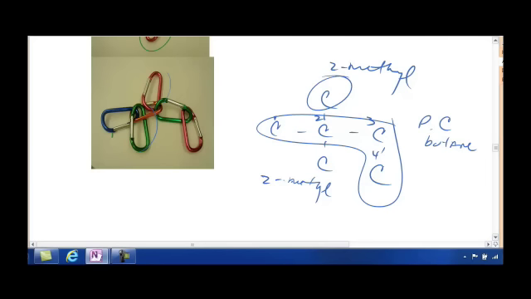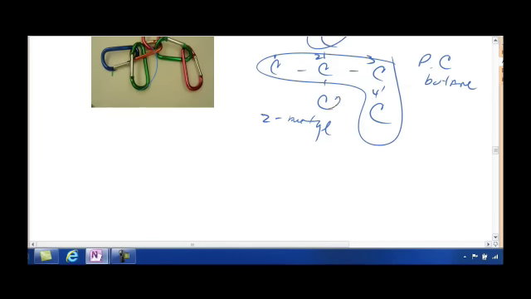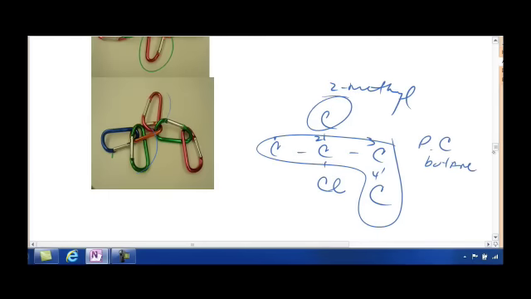What if we don't have methyls, but we have chloro? I just changed it. What would this guy's name be? 2-chloro-2-methylbutane.